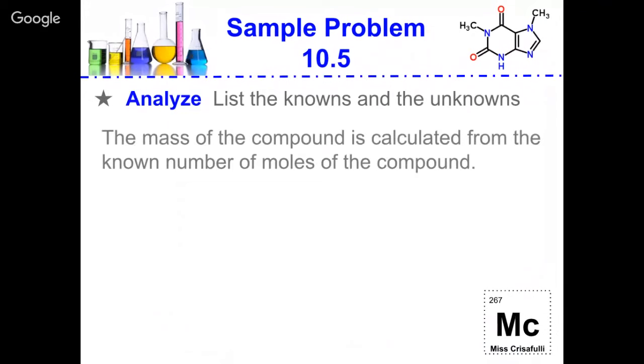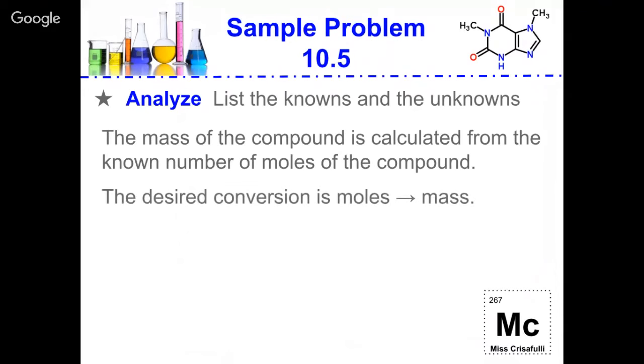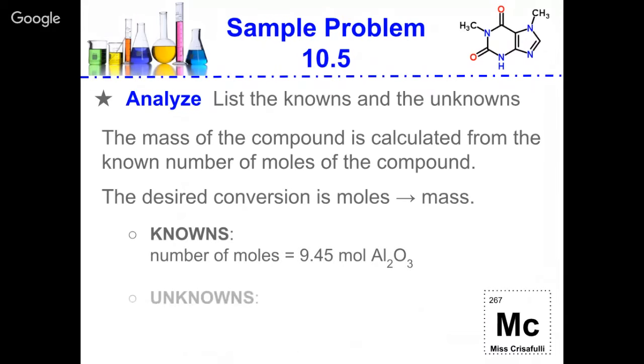So first, let's list the knowns and unknowns. The mass of the compound is calculated from the known number of moles of the compound. So we need to go from moles to mass. Remember, in all of these problems, we're going to have to map out exactly what we need to do in order to convert from one unit to the next. So what do we know? We know the number of moles, and we don't know the mass.